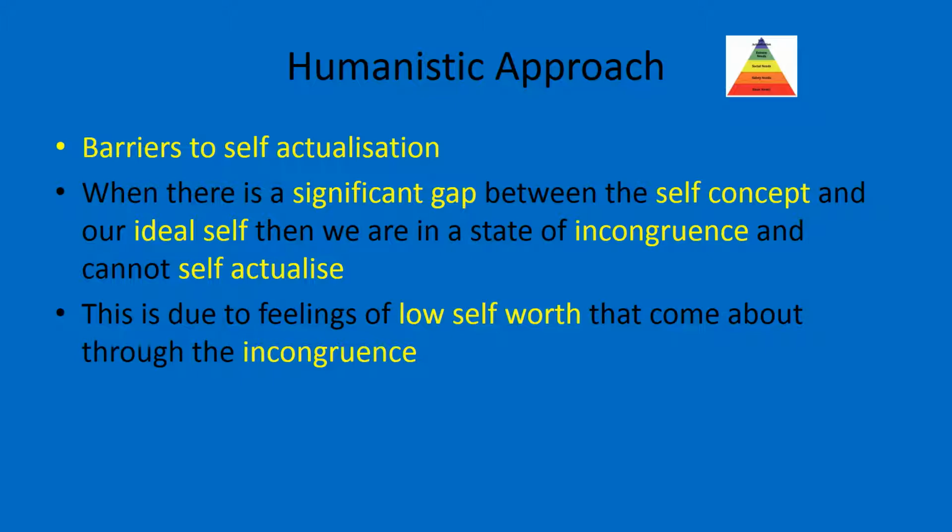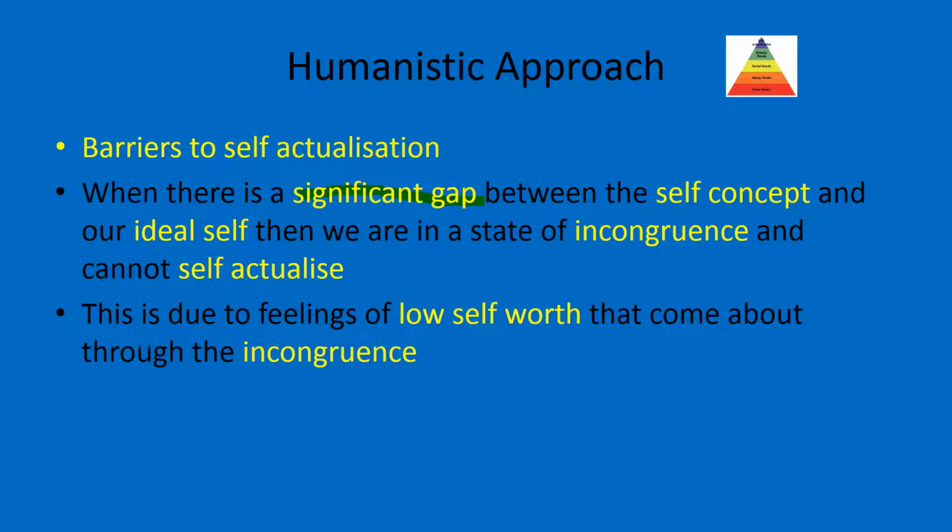most of us are not in that position, and most of us have a significant gap. He called that significant gap an incongruence. So an incongruence is the opposite of a congruence, isn't it, really? In that there is a significant gap there between our self-concept and our ideal self. As such, we can't self-actualize.